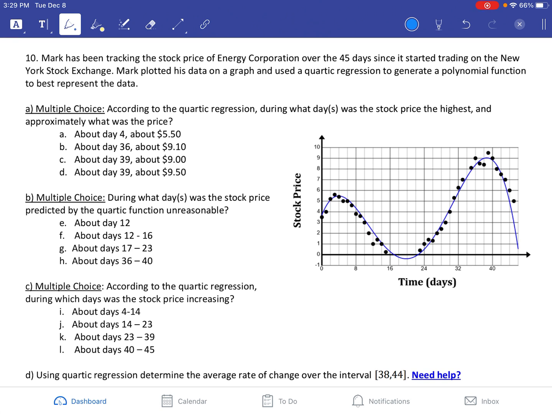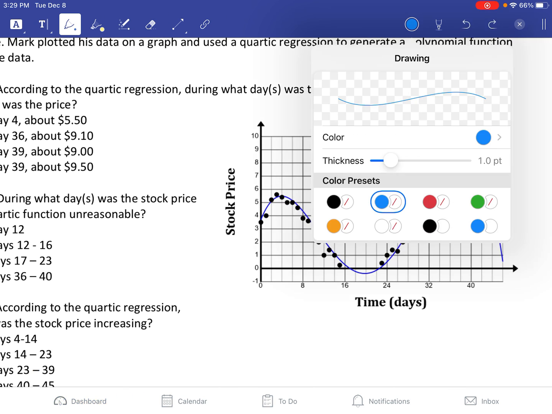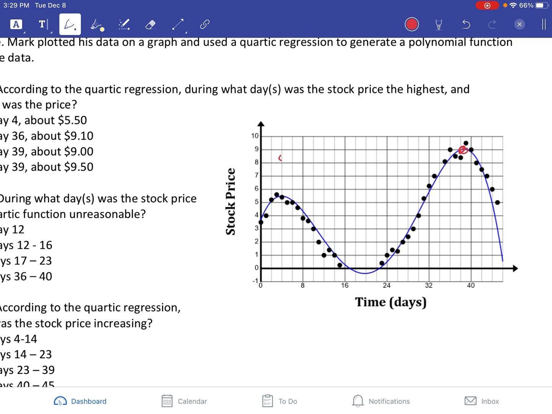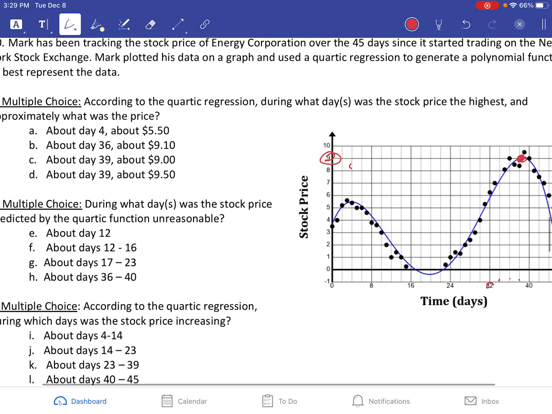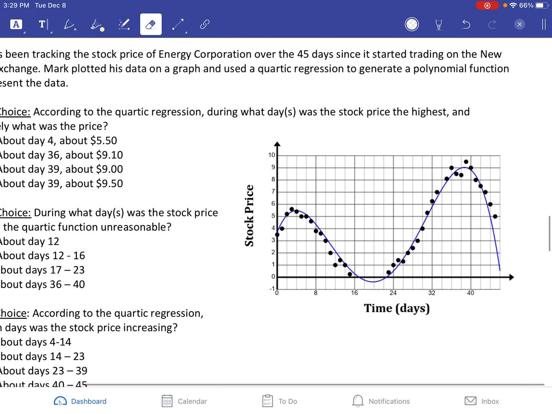According to quartic regression, during what day or days was the stock price the highest, and approximately what was the price? Well, the highest part was here. Let's change that color. Highest price was here, so that would be day 30, this is 32, this is 34, 36, 38. So about day 38, and the price is about $9. So which one best reaches that conclusion? Part C, day 39, about $9. That's the one that best fits the information that we have.